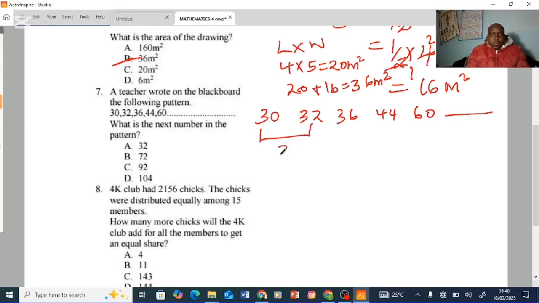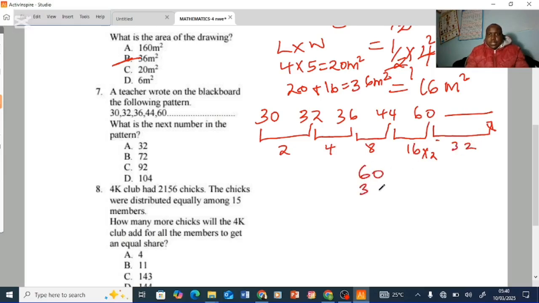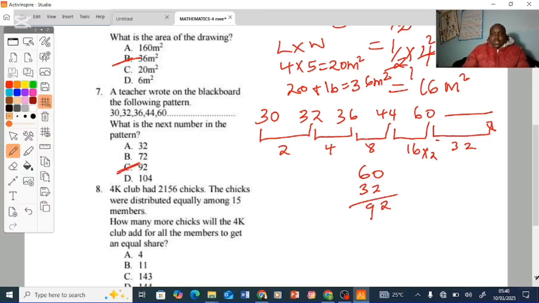So here we have 2. From 32 to 36 we have 4. From 36 to 44 we have 8. From here up to here we have 16. So what will be here up to the next number? So you can see that is 2, 2 times 2, 4, 4 times 2, 8, 8 times 2, 16. So it is 16 times 2. So from here up to here we repeat 32. So 60 plus 32, the answer is, the next number is 92.